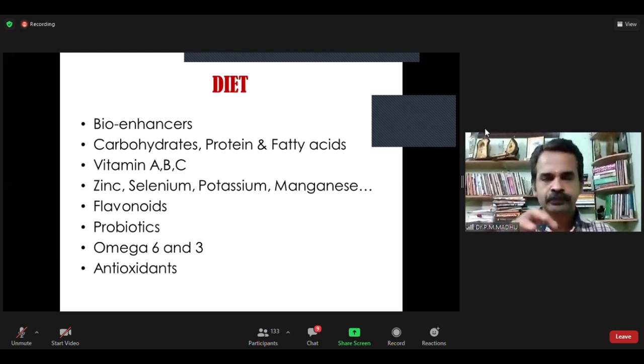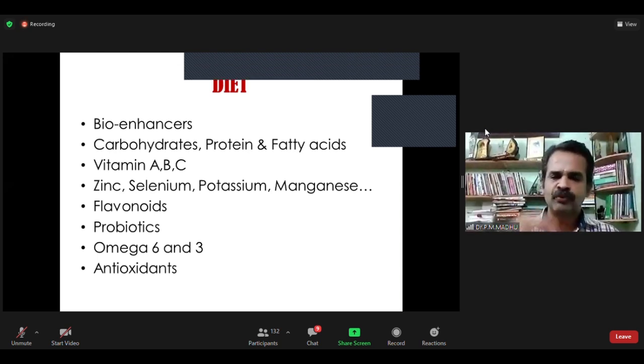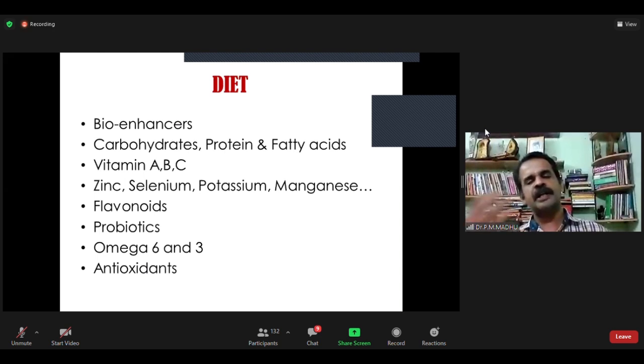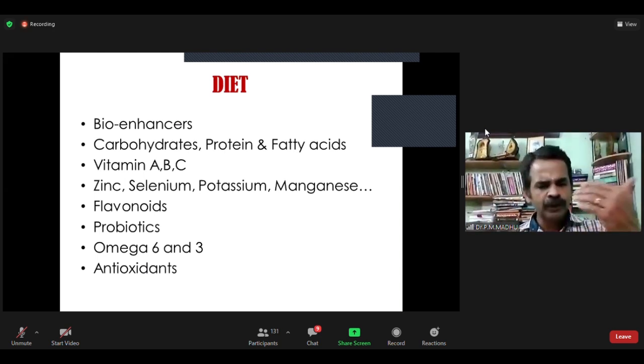And for the functional and structural aspects of skin, carbohydrates, proteins, fatty acids, vitamins, minerals, flavonoids, probiotics, these are all essential factors. So along with the diet, we have to give supplements of these factors.